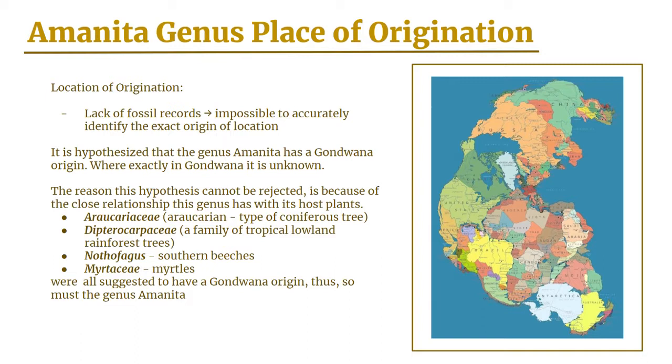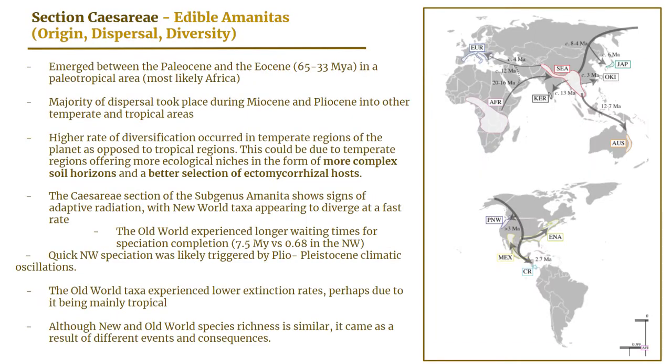However, there is a Gondwana hypothesis, and this cannot be rejected because a lot of the closely related host species originated in Gondwana, including southern beeches, myrtles, and dipterocarps. Edible Amanitas most likely originated, however, in Africa, in a paleotropical area during the Paleocene and Eocene. The majority of the dispersal took place during the Miocene and Pliocene into other temperate and tropical areas. They had a higher rate of diversification in temperate regions of the planet as opposed to tropical regions.